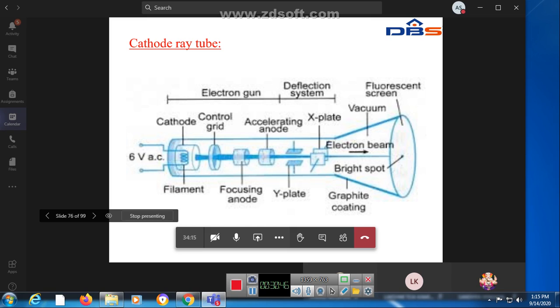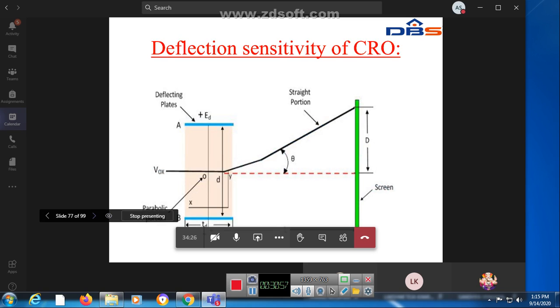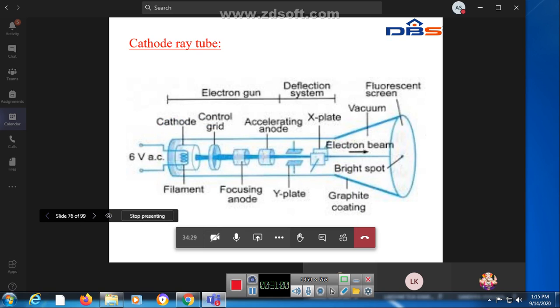These electrons pass through the control grid, focusing anode, accelerating anode, horizontal deflection plates, and vertical deflection plates. Why do you use the control grid? The cathode filament emits electrons continuously, and if all the electron beams are displayed on the CRO at a time, it is difficult to measure the amplitudes. That's why the control grid controls the emission of electrons from the cathode.